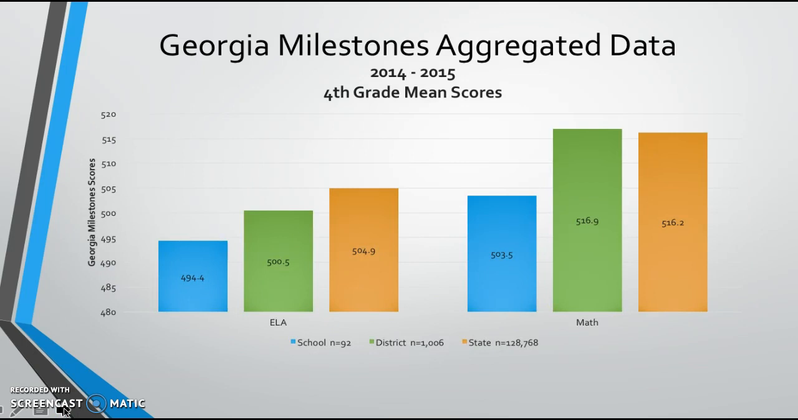In 2014-2015, Euharlee's mean score in reading and math was below the district and state. When comparing these scores to the 2015-2016, you can see the improvement in Euharlee's score. The reading increased 10.7 points and math increased 13.9. What can we attribute this increase in student achievement to?